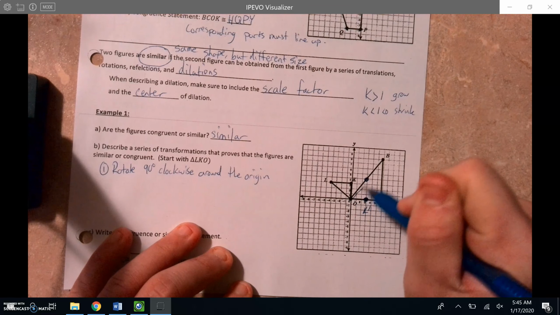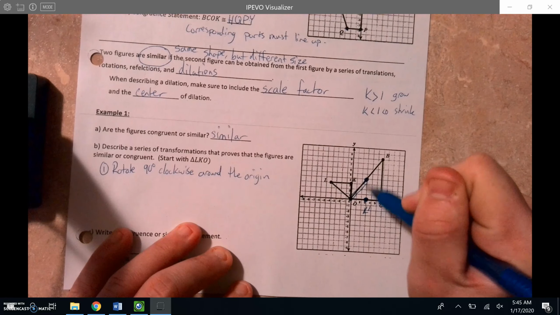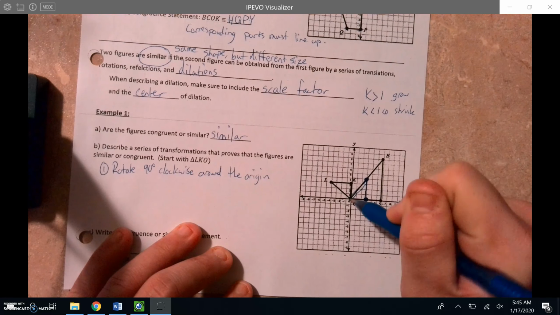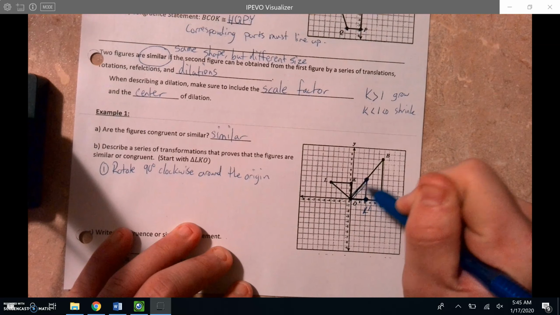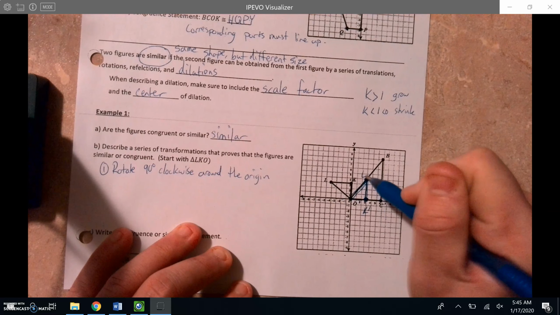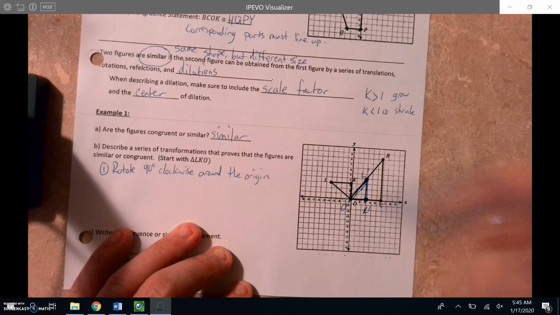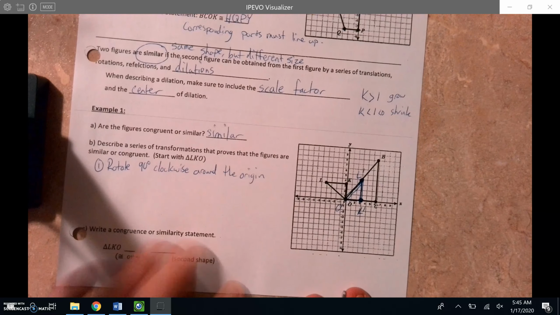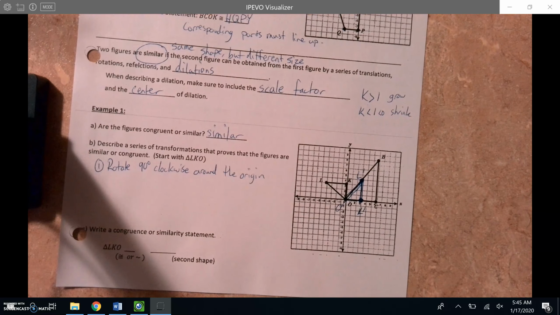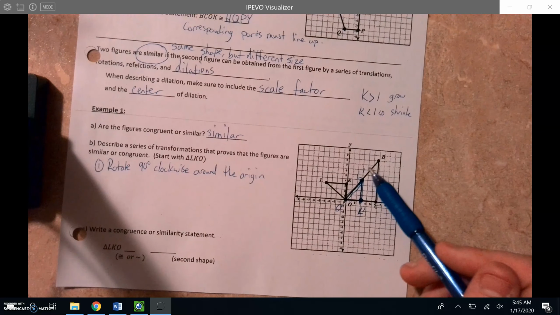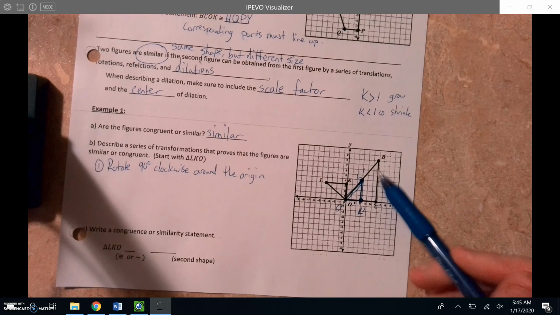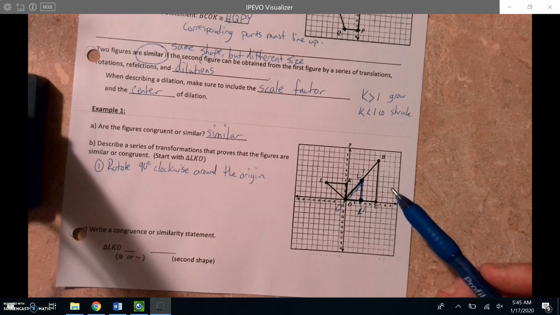Now, our triangle right here, this will be L prime, O prime. Remember that when we map a pre-image to an image, the second one that we create, we're going to name it with these primes. So L prime, K prime, O prime will be our new triangle.